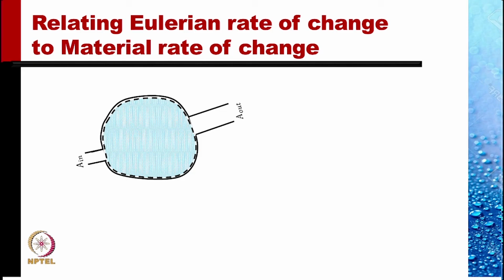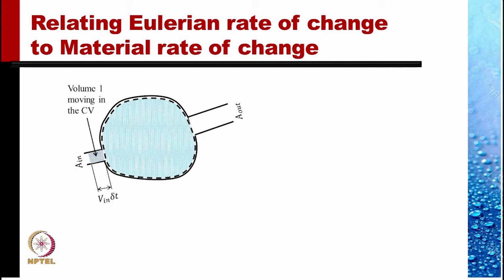To obtain the relation, consider a control volume with one inlet and one outlet. In time delta t, a volume of the fluid moves into the control volume, and the volume that moves in is V at the inlet times the area at the inlet times delta t. The mass that moves in is rho times the volume that moves in.